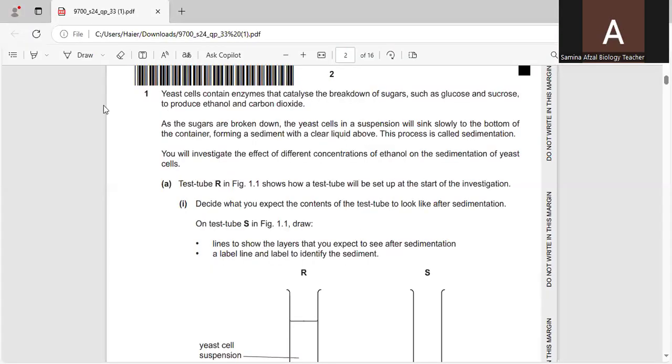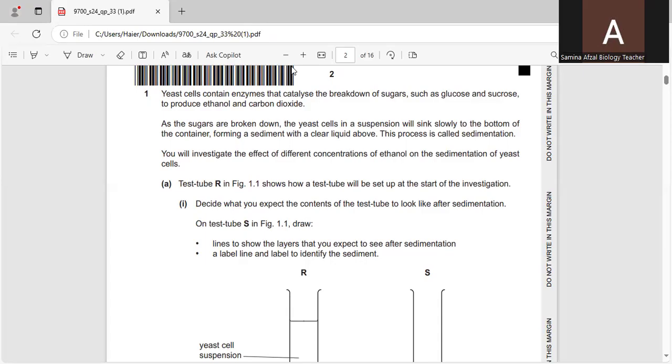Yeast cells contain enzymes that catalyze the breakdown of sugars such as glucose and sucrose to produce ethanol and carbon dioxide. As the sugars are broken down, the yeast cells in a suspension will sink slowly to the bottom of the container, forming a sediment with a clear liquid above. This process is called sedimentation. You will investigate the effect of different concentrations of ethanol on the sediment of yeast cells.